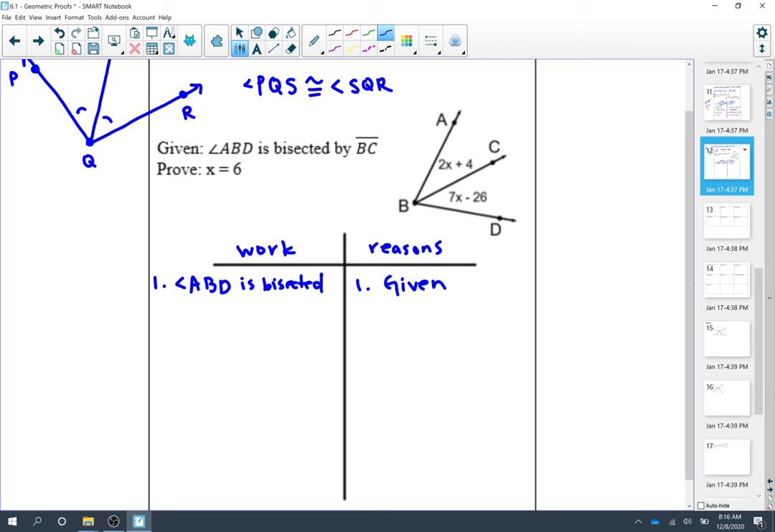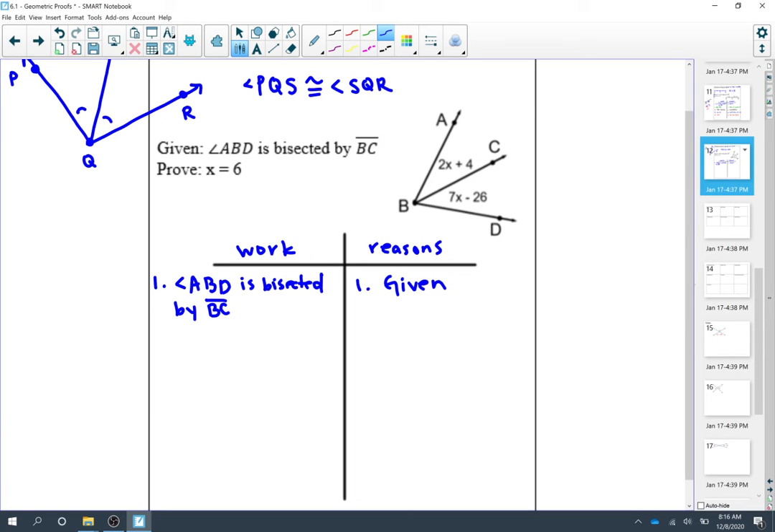When you start getting these to do on your own, look for key words. If it says bisected, you should probably go look in your notes for where it says bisected. If it says midpoint, you should go look in your notes for where it says midpoint. If it gives you an angle, go look at angle addition. If it gives you a segment, go look at segment addition. Look at what you're given and try to compare to what you know. So angle ABD is bisected by BC.